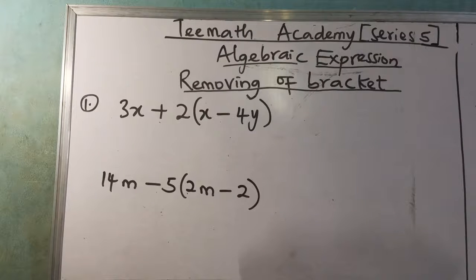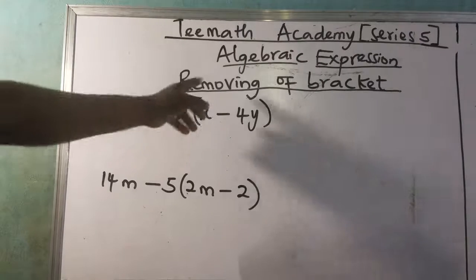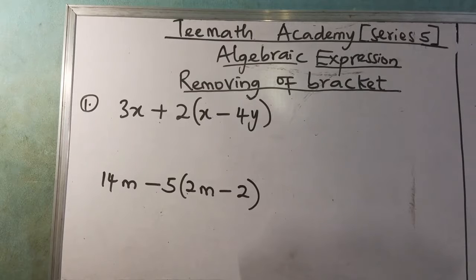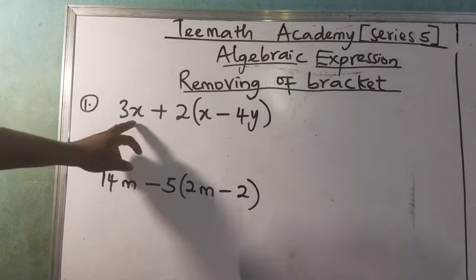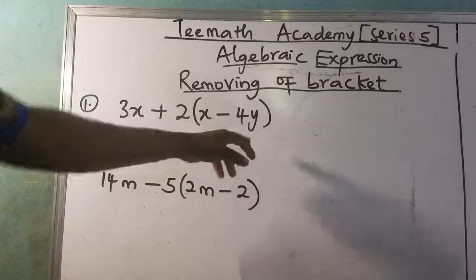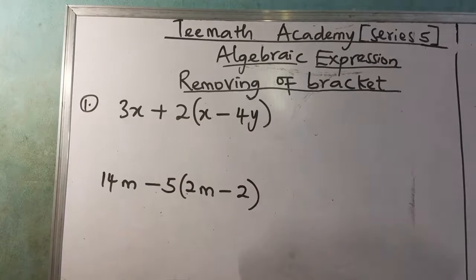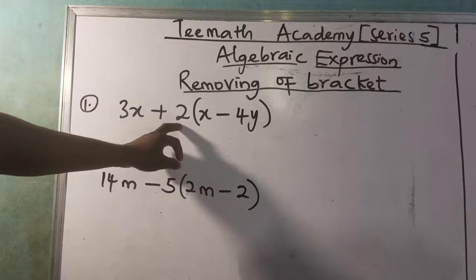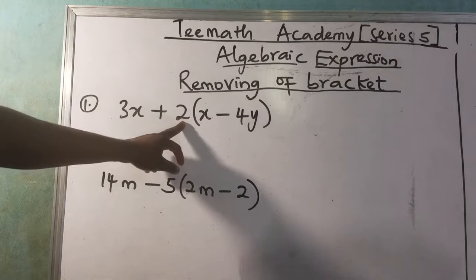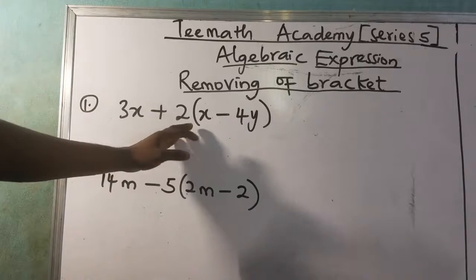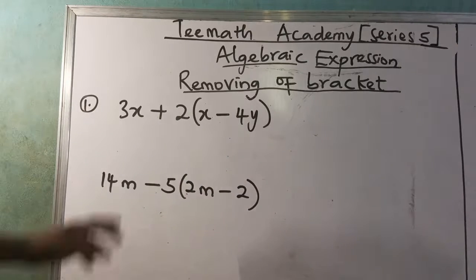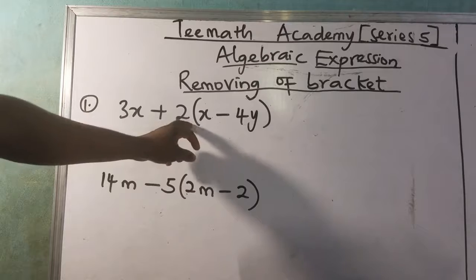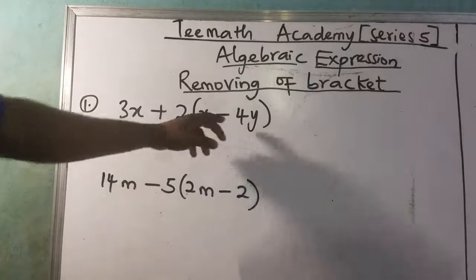The next is 3x plus 2, open the bracket, x minus 4y, close the bracket. Now a lot of students will say that this one times this, then this one 2 times that. No, that's not the case. Now here we see that 3x plus 2. This 2 is the number that is very close to the bracket. This one is not as close to the bracket as this one. This one is closer than this.